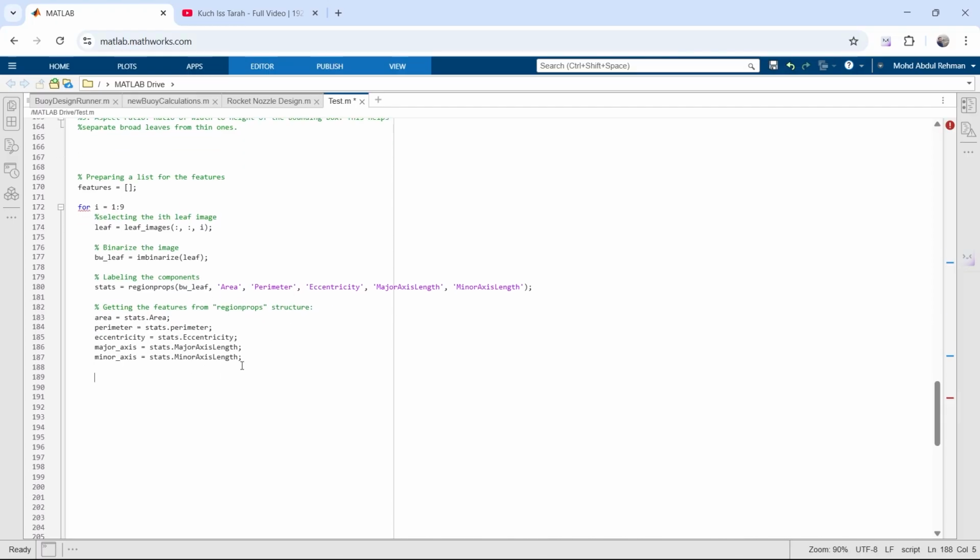So going to calculate the compactness. Let's call it compactness only. Compactness equals perimeter square divided by area. That's how it's defined. Perimeter square divided by area.